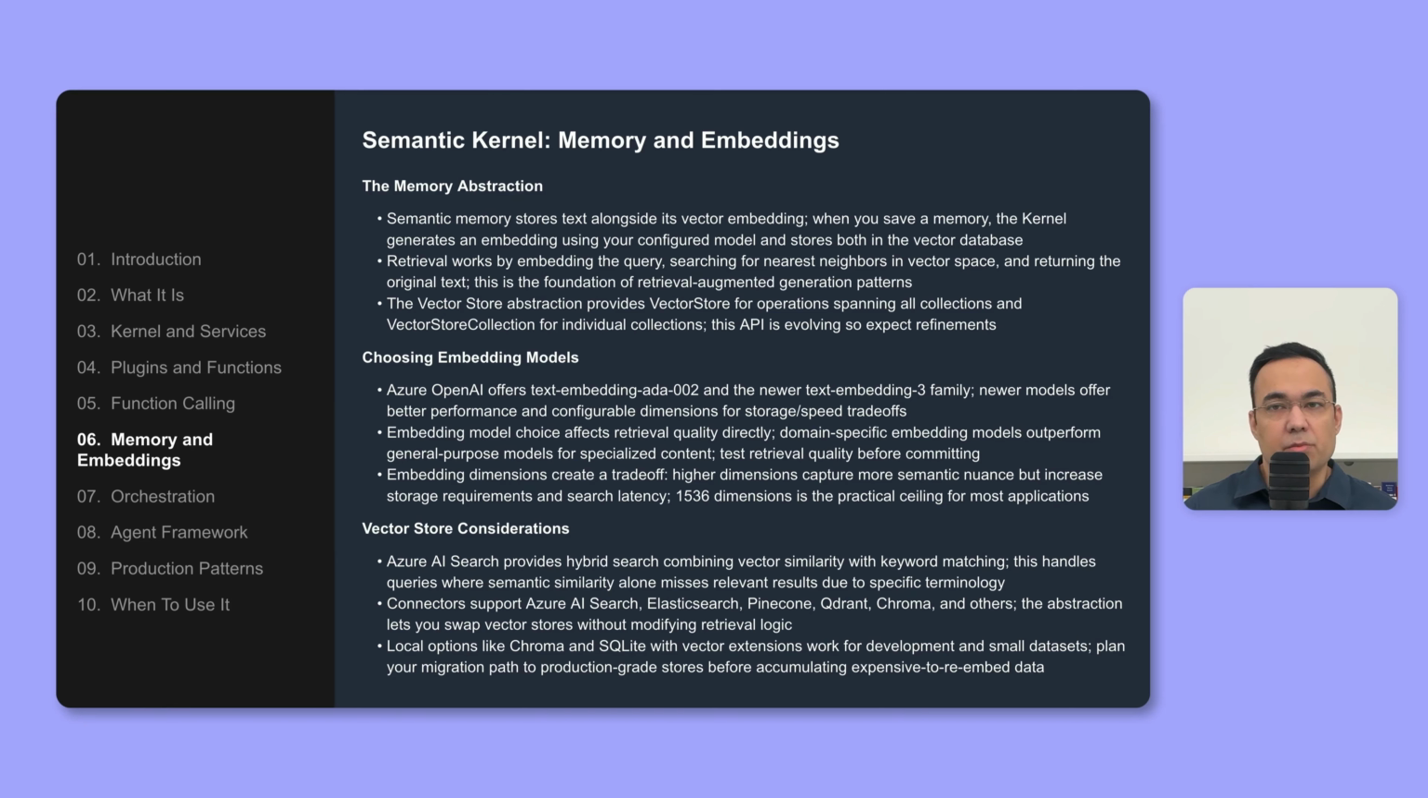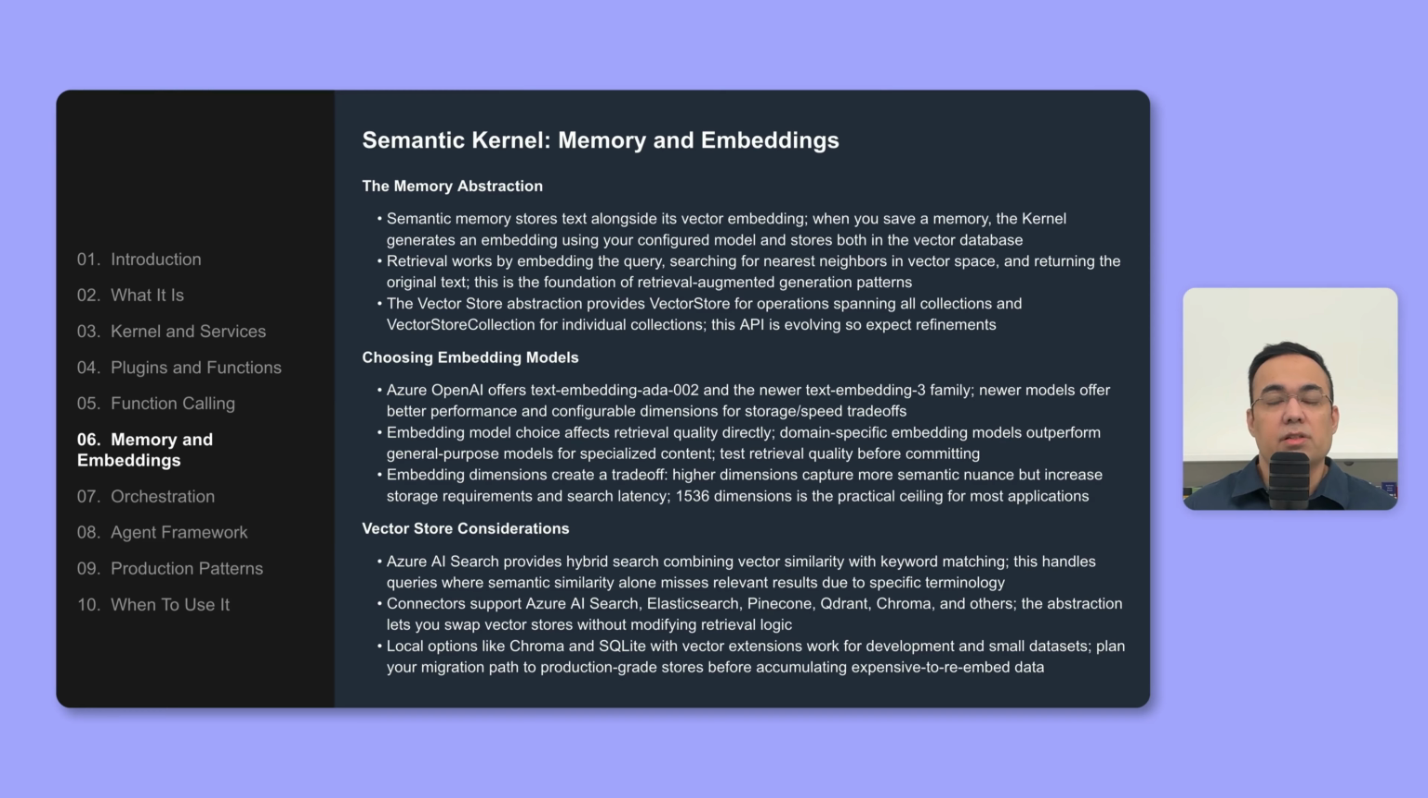For choosing embedding models, Azure OpenAI offers text-embedding-ada-002 and the newer text-embedding-3 family. The newer models offer better retrieval quality and configurable dimensions. Smaller dimensions mean lower storage cost and faster search, while larger dimensions capture more semantic nuance.